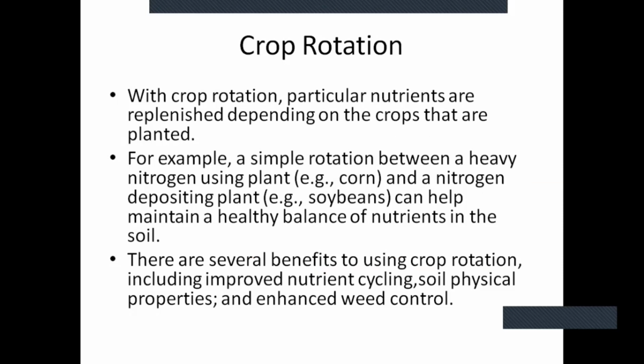Now, what is to be done so that this problem can be solved? As I said, the nutrients are used up. What is to be done so that the soil gets its nutrients back? The method by which the farmer can get his soil rich in nutrients back is called crop rotation. Now, this is an interesting process.